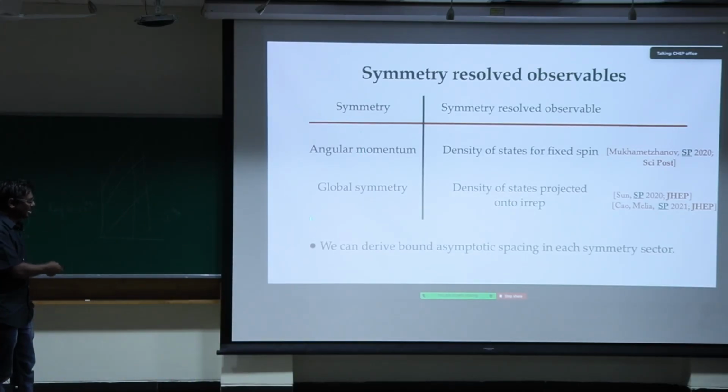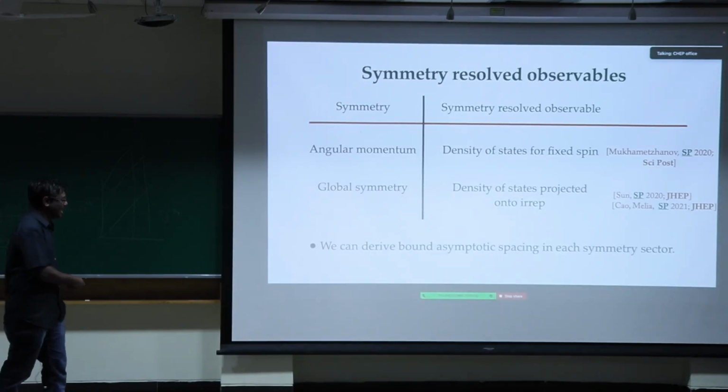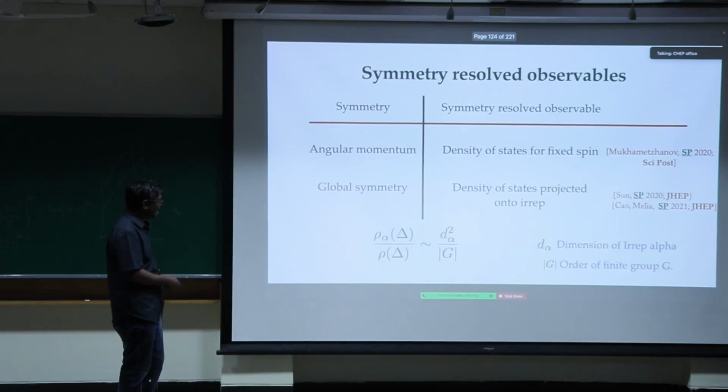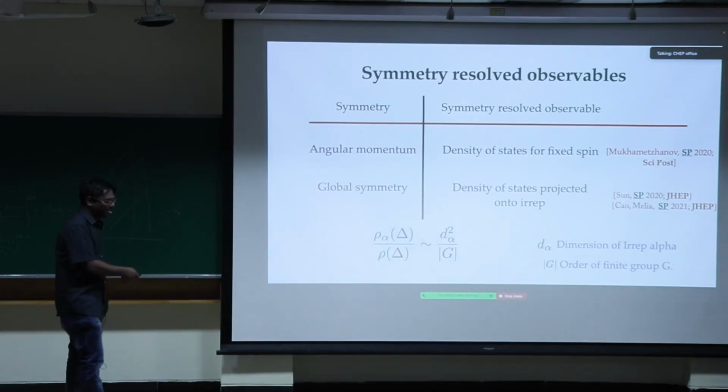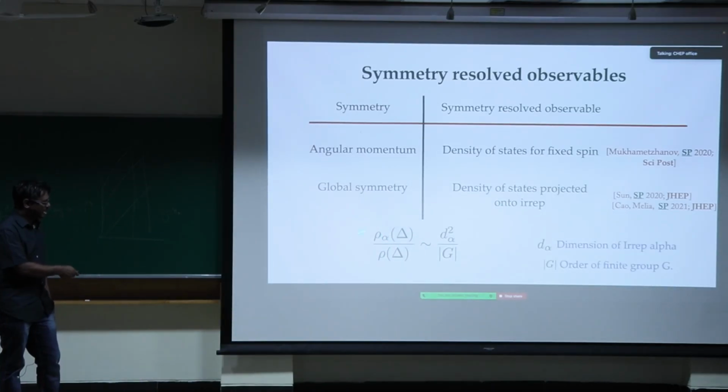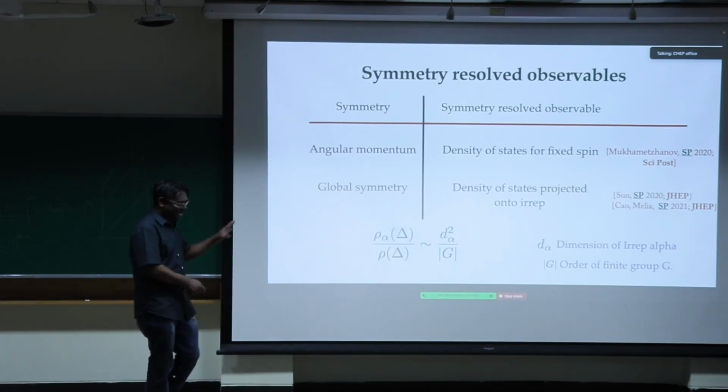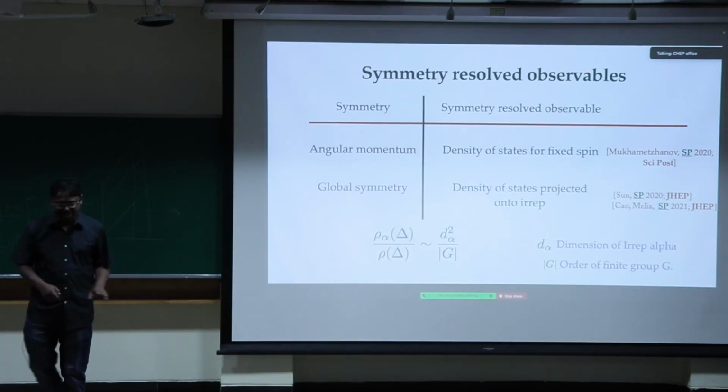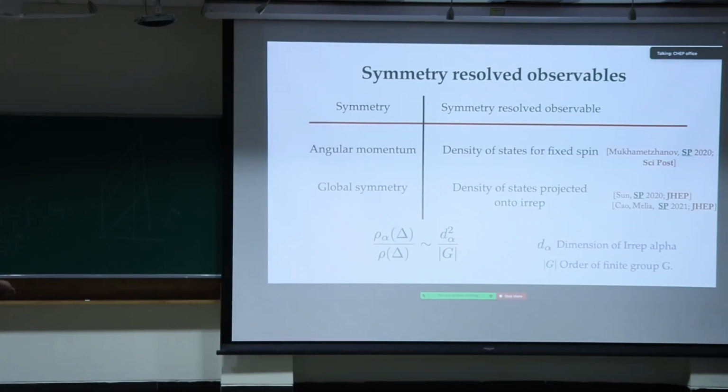You can ask about every irrep, the density of states projected onto an irrep, and we can derive similar bounds. And this ratio rho alpha over rho, where rho alpha is the density of states projected onto irrep alpha and rho is the full density, basically goes like d alpha squared over |G|, where these are group theory quantities. And again, this result can be written in a more precise way, which I haven't done here, like some form of inequality.